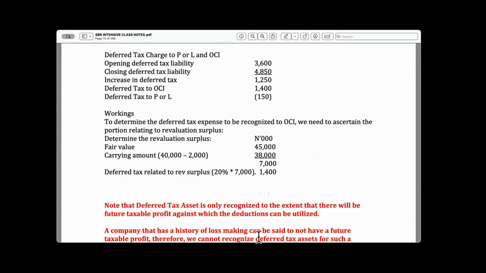So let me end this class with this share-based payments question, the deferred tax implication of it coming. Deferred tax implication of share-based payments. Okay, just so that I won't take your time, I will just explain it to you.